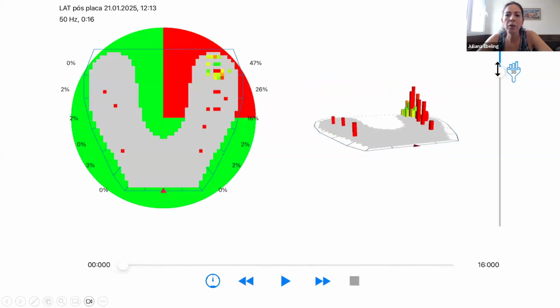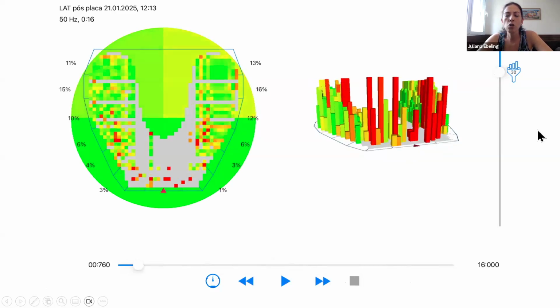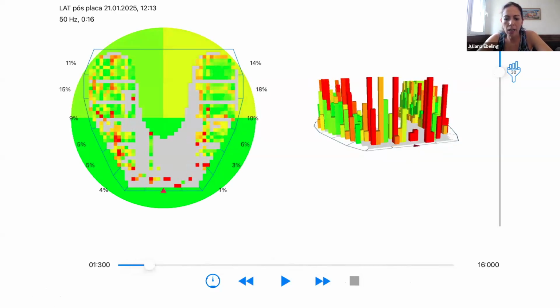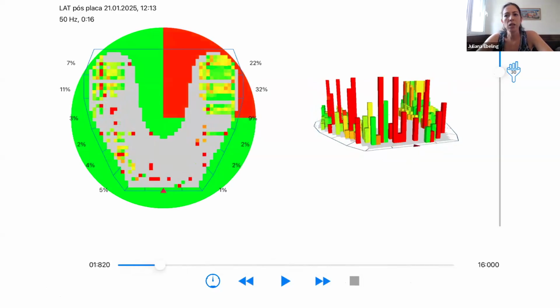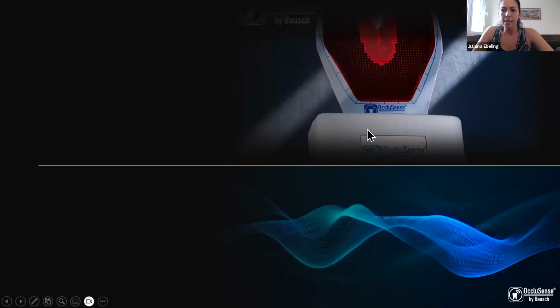So it's very helpful to understand and to correlate with clinical data and clinical symptoms that the patient brings us. What I wanted to show you with this case is that sometimes we have a perfect teeth distribution, but sometimes they are not working in a good way. With this data, we can plan and study these situations and their causes better.